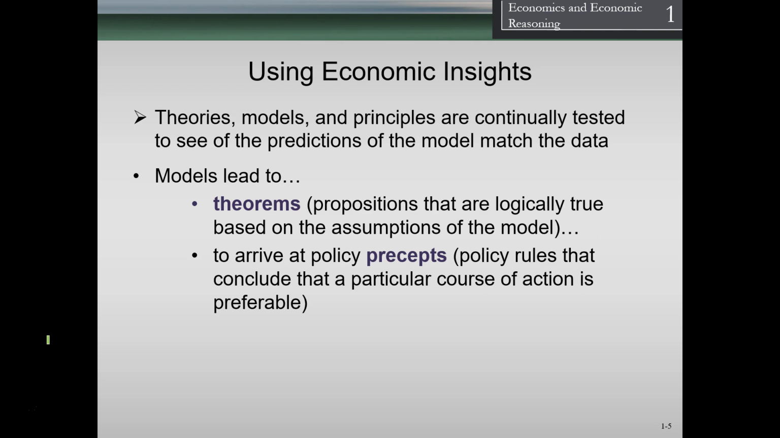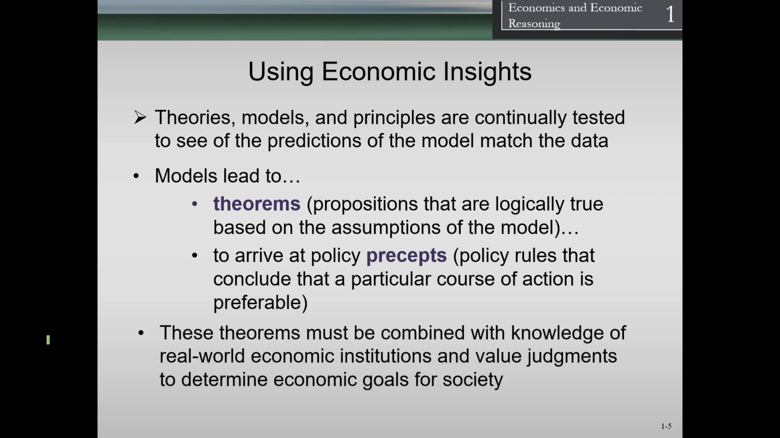And then we're going to arrive at policy precepts, policy rules that conclude that a particular course of action should be preferable. So we're applying the model to a practical area so that we can make assumptions and thereby make policies from those. And of course, we're going to make policies that are practical and achieve the goals we're looking to achieve. These theorems must be combined with knowledge of real-world economic institutions and value judgments to determine economic goals for society. Note that when we think about the models, we have to think about who we are making the models for and where we are going to apply them.